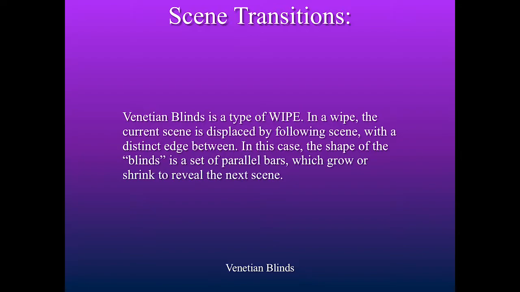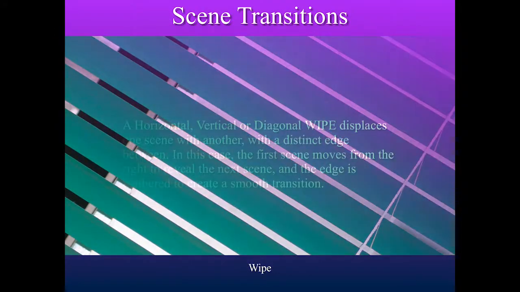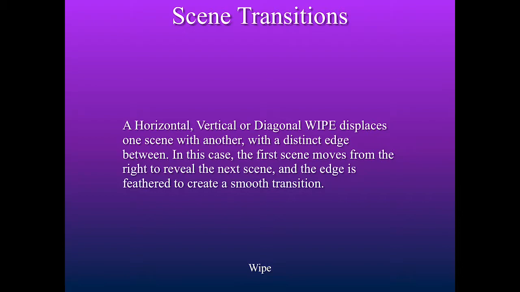And then a wipe, a horizontal, vertical, or diagonal wipe displaces one scene with another with a distinct edge between. In this case, the first scene moves from the right to reveal the next scene, and the edge is feathered to create a smooth transition.